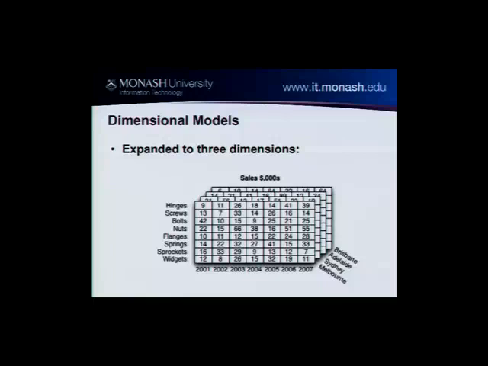So imagine we've got this three-dimensional structure and we want to do some reports. I've talked about looking up individual numbers. So for example, sales of sprockets in 2005 in Melbourne was $13,000 worth. However, typically you're not looking for one number. You're looking for perhaps all sales in Melbourne or all sales of flanges across regions and time.